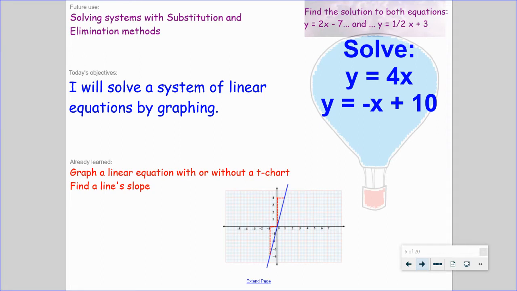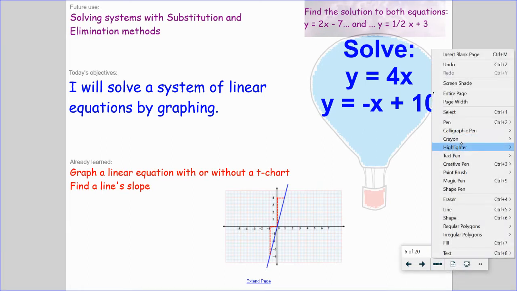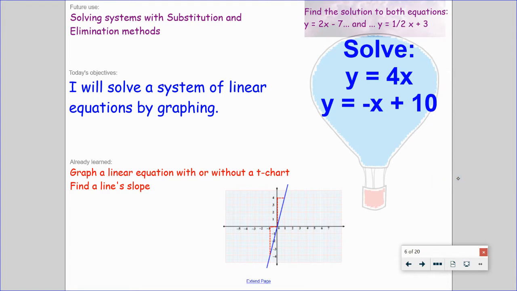Focus for today, I will solve a system of linear equations by graphing. Now, there are other ways to solve equations. I just want to be clear about that. Eventually, you're going to learn not one, but two other methods, substitution and elimination. They work really well when graphs don't always give you the best of answers. But for today, our focus is on graphing.